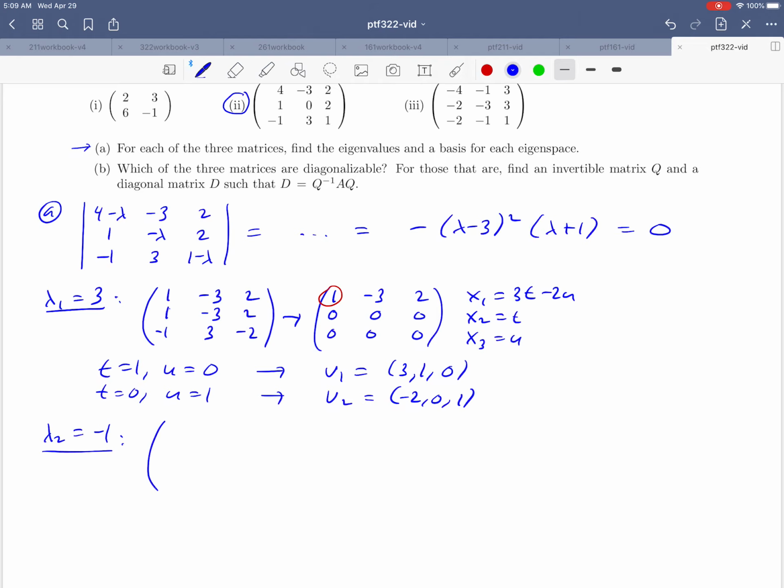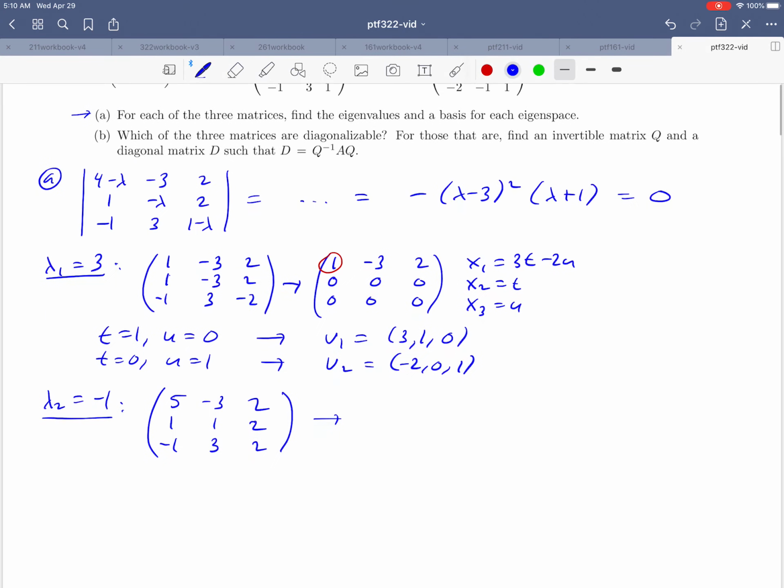If we plug -1 into our matrix, we're going to get a 5, -3, 2 in the first row, then a 1, and a 2, and then finally -1, 3, and 2. Again, here's a situation where we could do these row operations by hand. This wouldn't be all that hard. Actually, I'm going to go ahead and do it, because I think we can handle this. It would be okay to use technology as well.